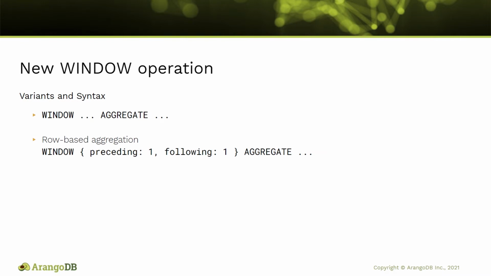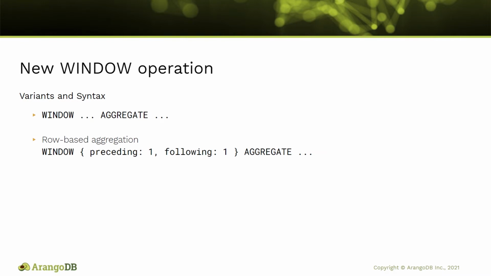Let's start with an overview of the different variants and their syntax. What they all have in common is the window keyword followed by the aggregate keyword. You may already be familiar with aggregate from collect operations. The first window operation type is row-based aggregation.